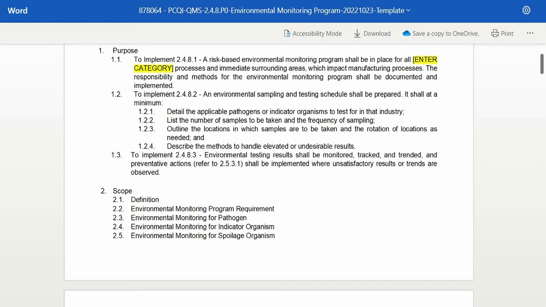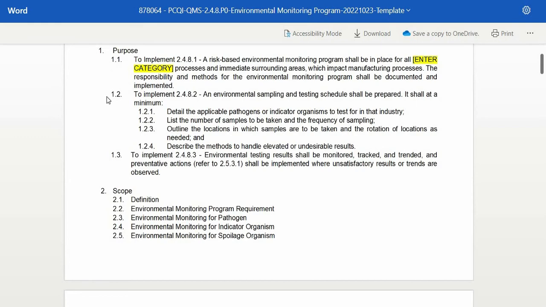First, to implement 2.4.8.1, a risk-based environmental monitoring program shall be in place for all category processes and immediate surrounding areas which impact manufacturing processes. The responsibility and methods for the environmental monitoring program shall be documented and implemented.